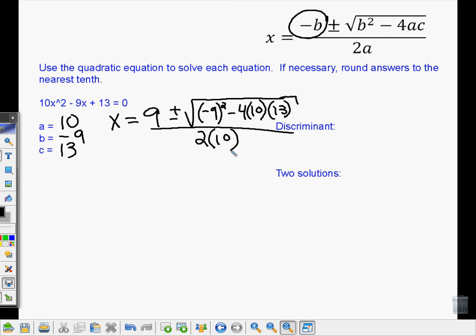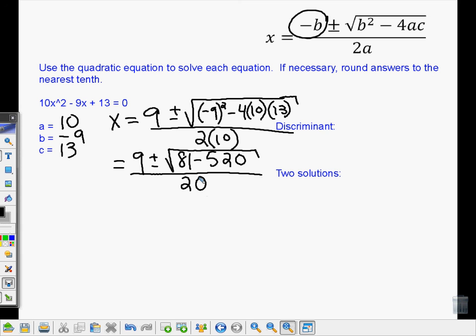From here, we're just going to go one more step, and we'll simplify each time. So we have 9 plus or minus the square root. We have negative 9 squared. Put that in parentheses. Okay, we get 81 minus 4 times 10 times 13. Put that in your calculator. We get 520. Divide that by 2 times 10, which is 20.